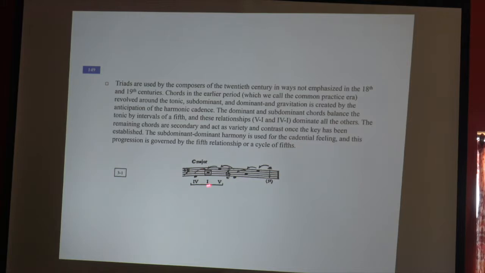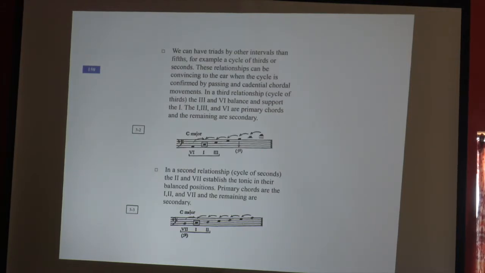You can see here the 1, the 4, and the 5, and it moves up by fifths till we finally get to a sharp 5 as you keep moving up the chain of fifths. But we can have triads by other intervals than fifths, for example, a cycle of thirds or a cycle of seconds. These relationships can be convincing to the ear when the cycle is also confirmed by passing or cadential chordal movements. That means movements that sound like resolution.